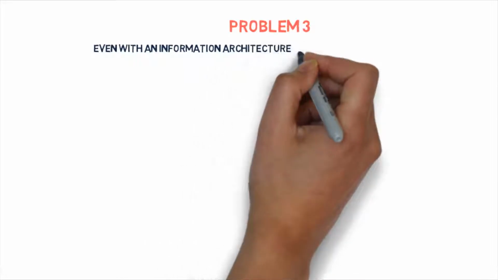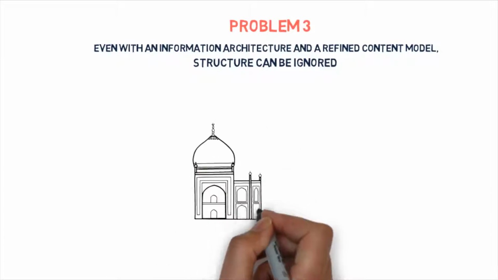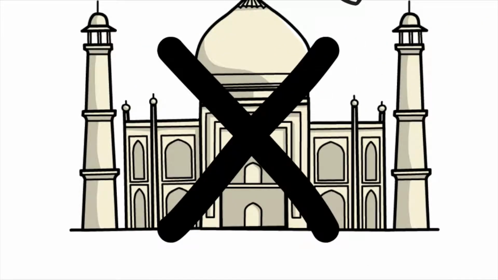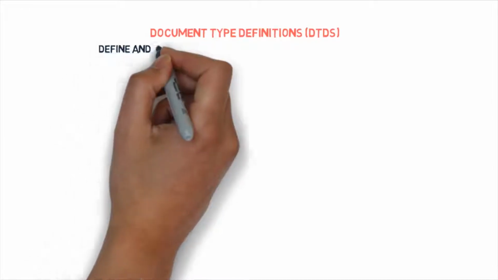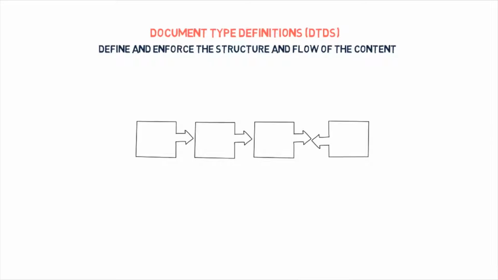Next is problem 3. Even with an information architecture and a refined content model, the structure can be ignored. An information architect can spend time building a sophisticated and robust content strategy and architecture, but in practice, people don't always follow the strategy. This makes content inconsistent and unmanageable. DITA handles this too. DITA provides underlying support and enforcement in the form of document type definitions. Document type definitions, or DTDs, define and enforce the structure and flow of the content. DTDs require content to be in its specific place and will let the writer know when the structural rules are violated.